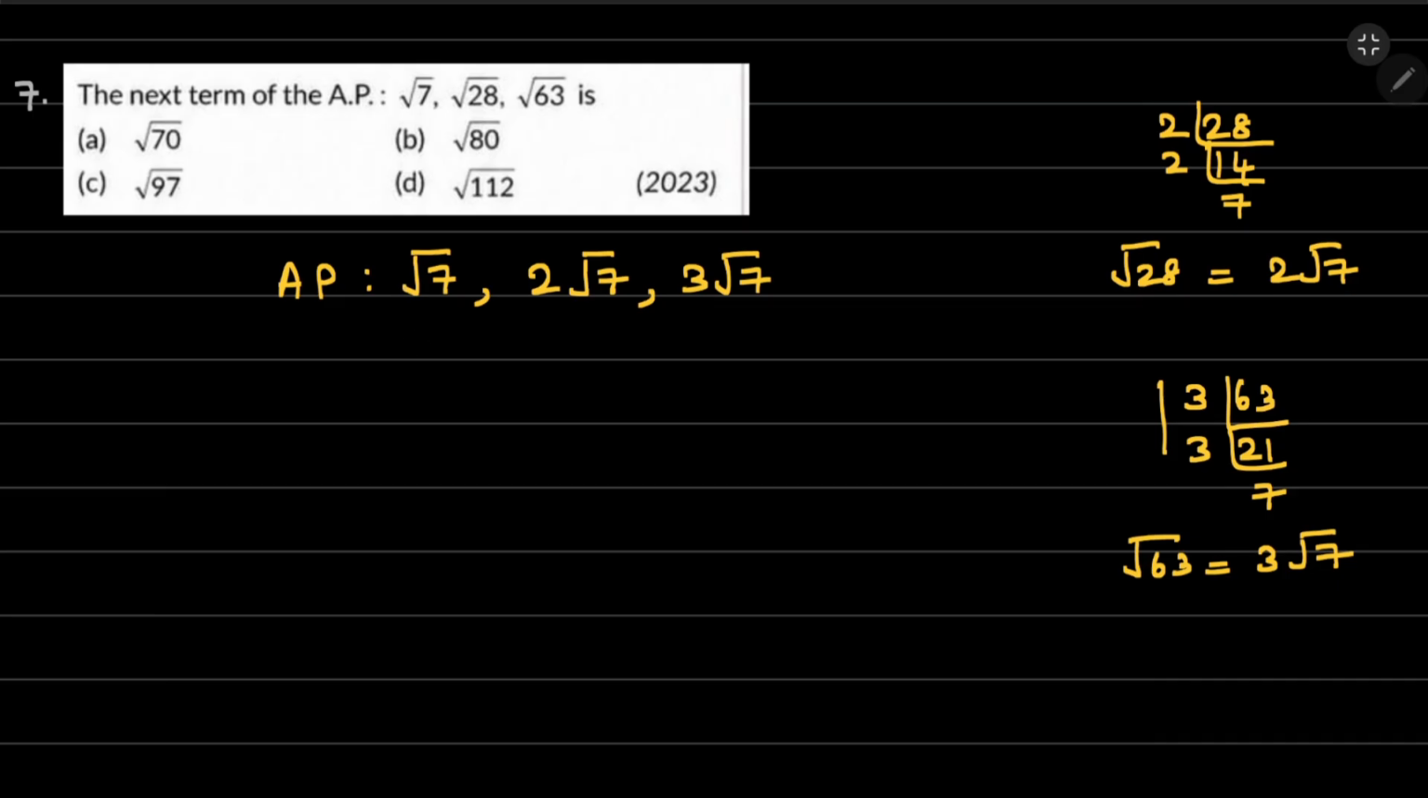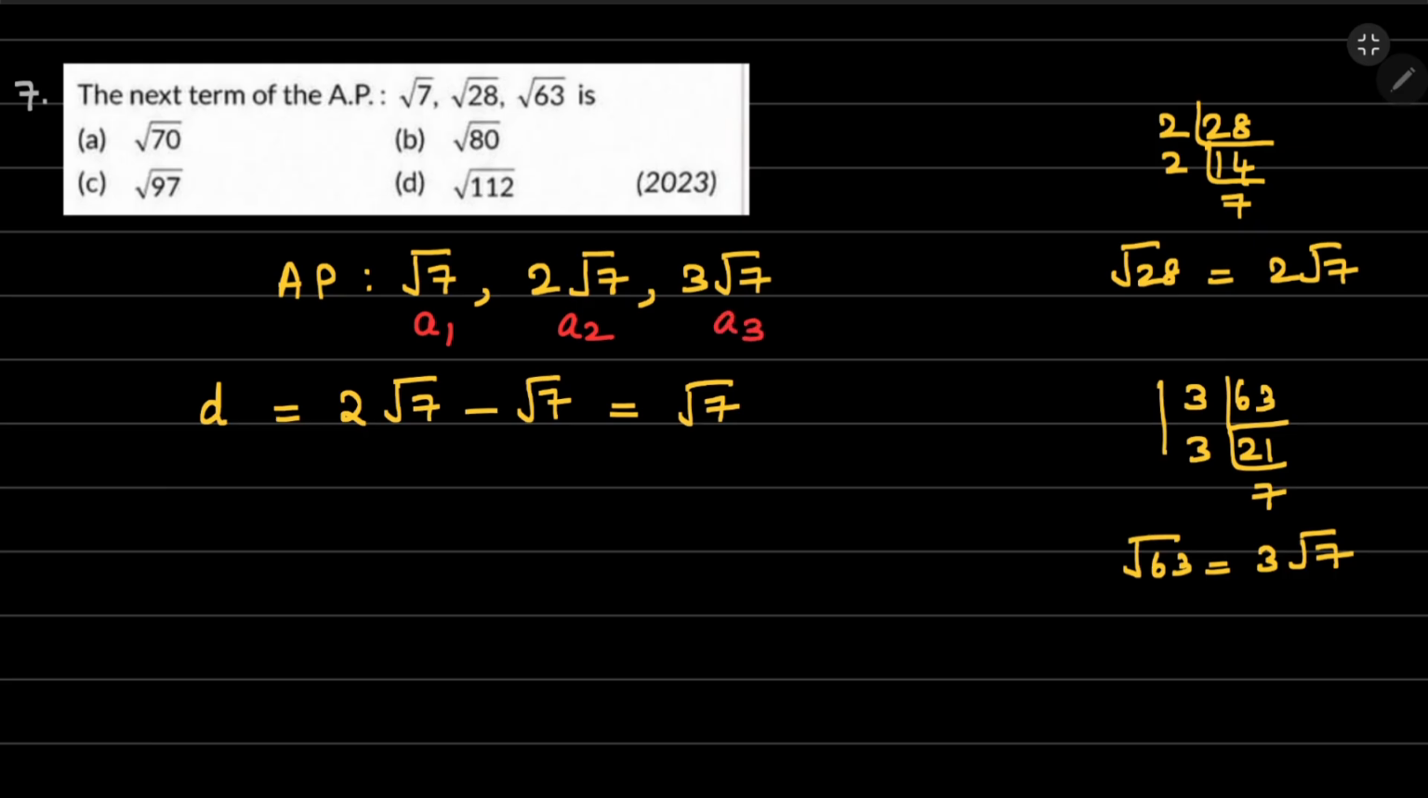First, you can find the difference. So common difference D is nothing but the second term, that is 2 root 7, minus the first term, that is root 7. This is equal to just root 7. 2 minus 1 is 1. 2 root 7 minus root 7 is just root 7. So every other term is formed by adding this D. This is your A1. A2 is nothing but A1 plus D. A3 is nothing but A2 plus D.